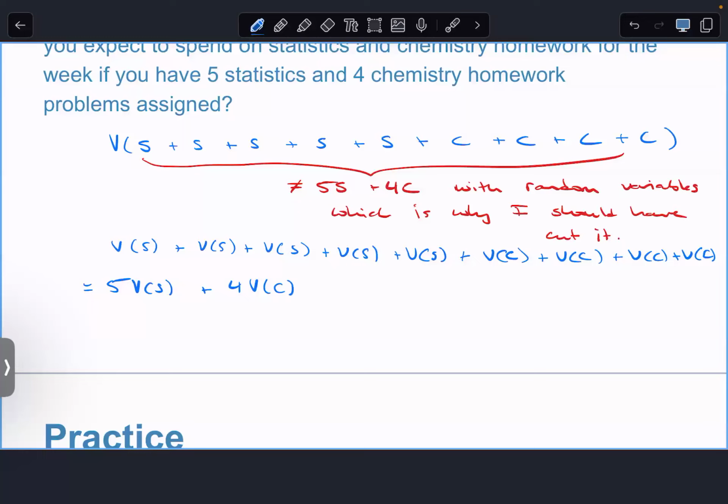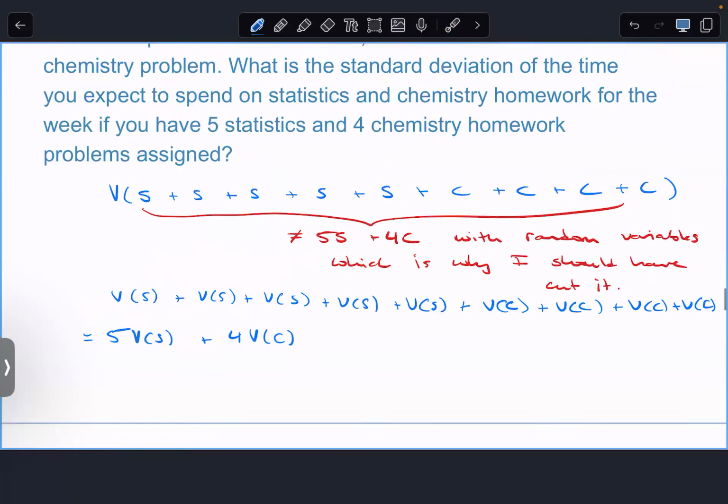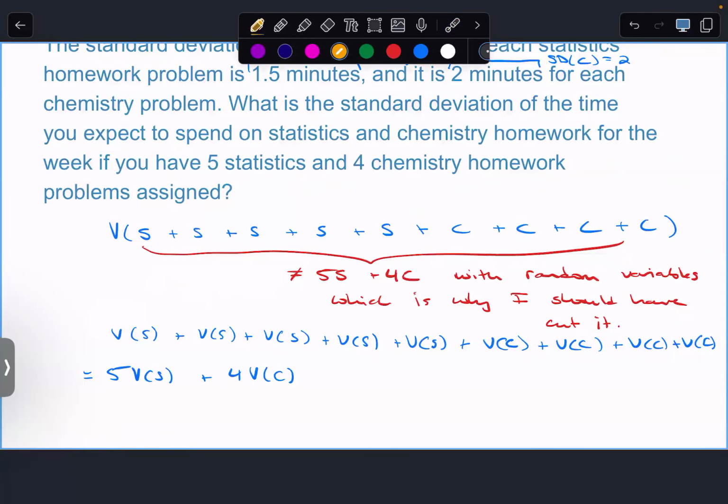And so then what would I have to do? If I was dealing with this, the variance of 5S plus 4C is 5 squared times the variance of S plus 4 squared times the variance of C, which is going to be different than 5 times the variance of S plus 4 times the variance of C.